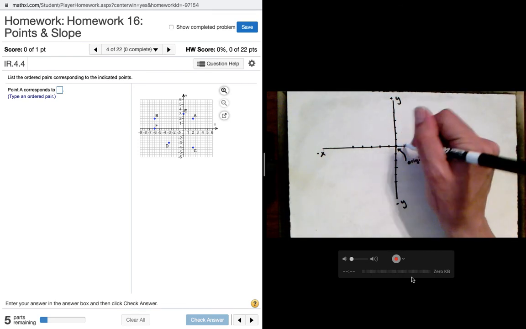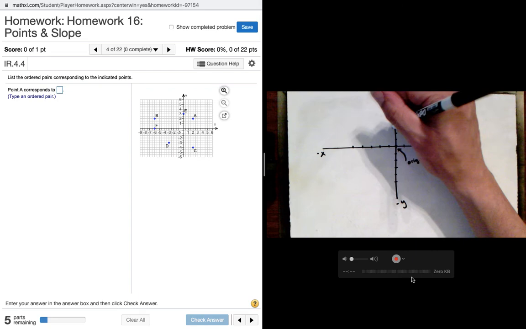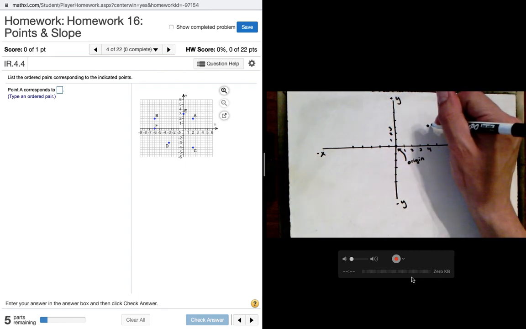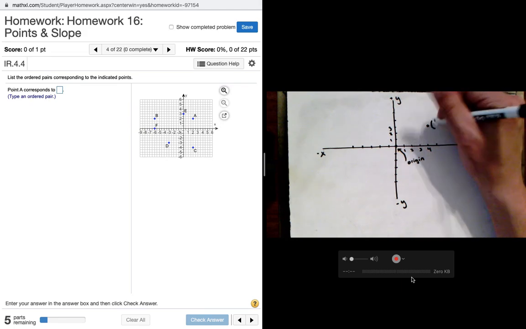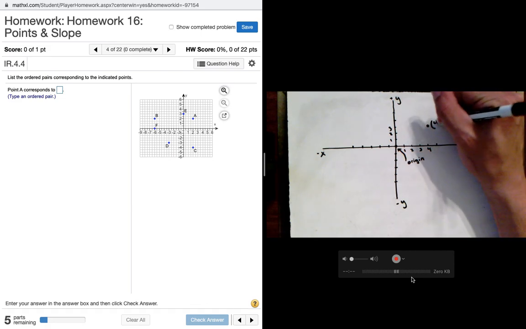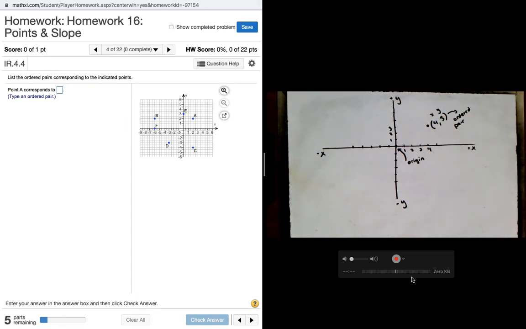I count to the right, 1, 2, 3, 4. I can count up, 1, 2, 3. And this point happens to be when the x value is 4 and the y value is 3. So an address of a point is always written with the x value first and the y value second. This address, or this ordered pair, has a unique location in the graph. In other words, there's only one place where 4, 3 exists.